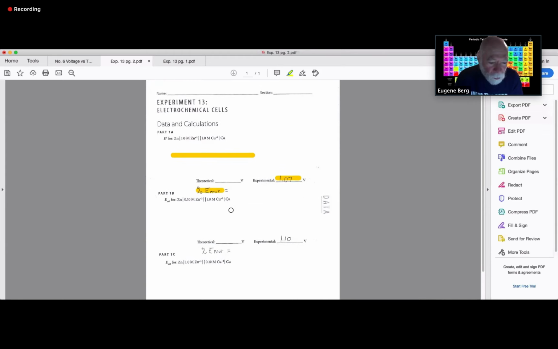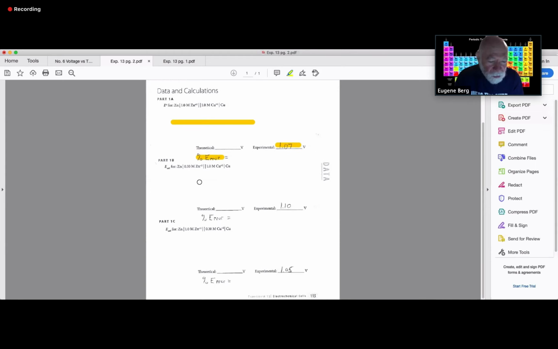Now look at part 1b. Now we want you to change the concentration of the zinc from 1 molar to 0.1 molar. Keep the copper 1 molar. Again, use this space here, plug into the Nernst equation, and calculate in theory what the voltage should be. I've given you a typical voltage a student would get if you did the experiment, and again, I want you to calculate a percent error.